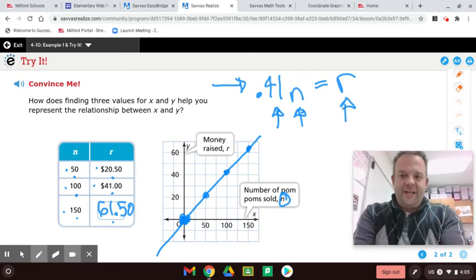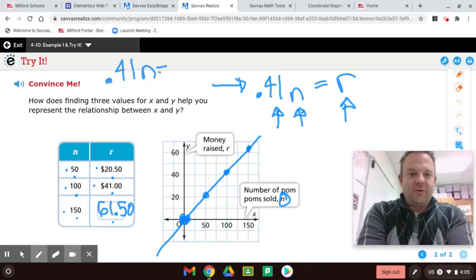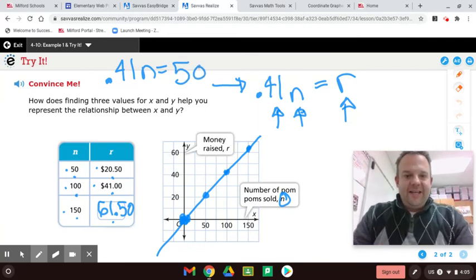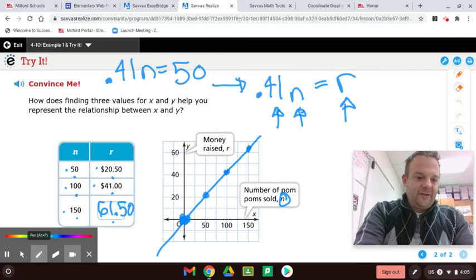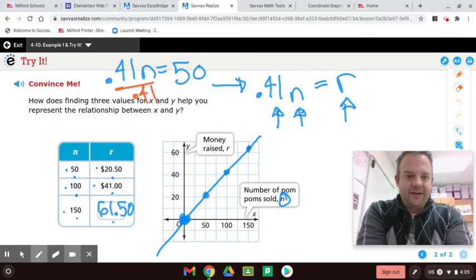All right, so we're going to substitute 50 in for R. So we have 0.41, 41 cents times n equals, and we're going to substitute 50 in there. Now, the inverse, I'm going to change colors because this is so important. The inverse operation of multiplying by 41 cents is dividing by 41 cents. So I'm going to divide by 41 cents here. That cancels out to 1. 1 times n is n.